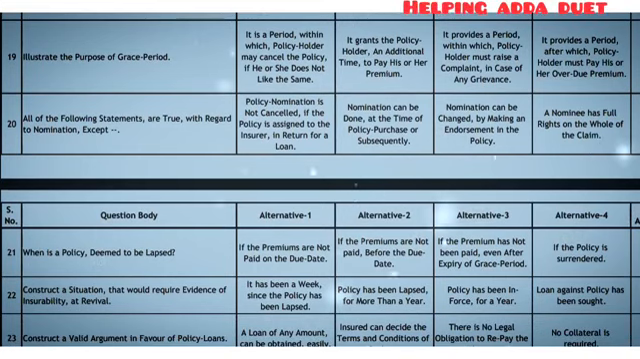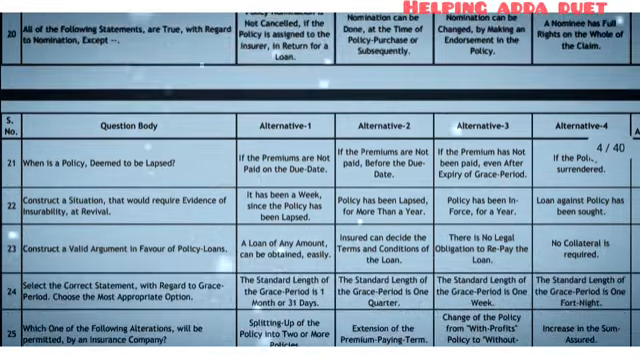Question number 20. All of the following statements are true with regards to nomination except: policy nomination is not cancelled if policy is assigned to the insurer in return for a loan. Nomination can be done at the time of policy purchase or subsequently. Nomination can be changed by making an endorsement in the policy. A nominee has full right on the whole of the claim. So the answer is option number 4. A nominee has full right on whole of the claim.